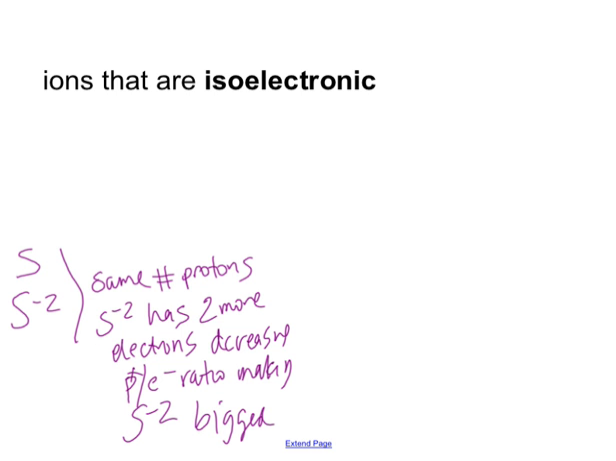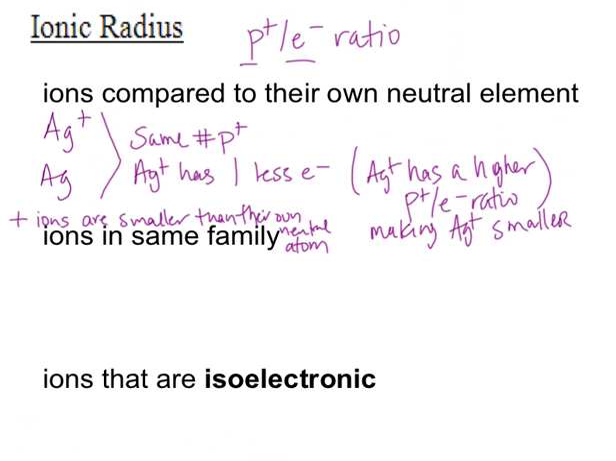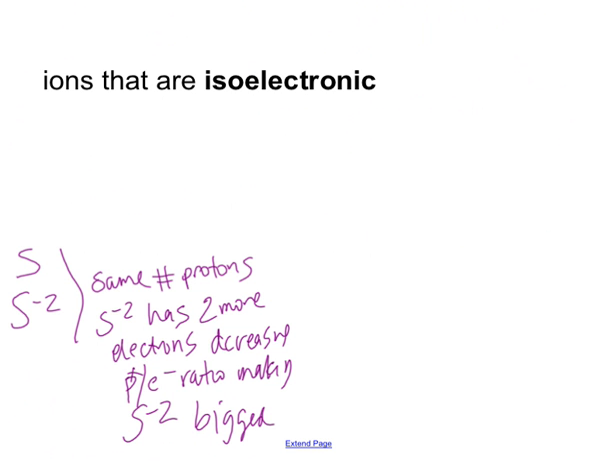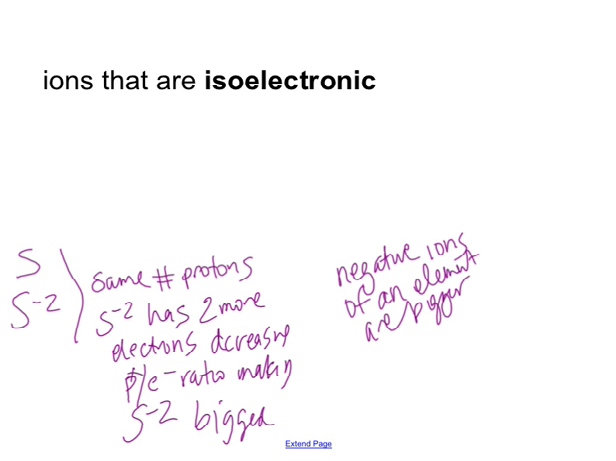Okay? So are we good with ions of their own neutral element? So what's our general statement? Negative ions of an element are bigger than their neutral atoms. And that's true.